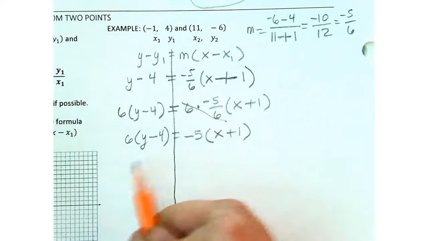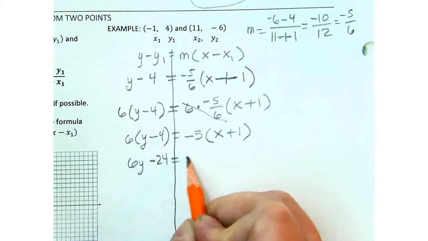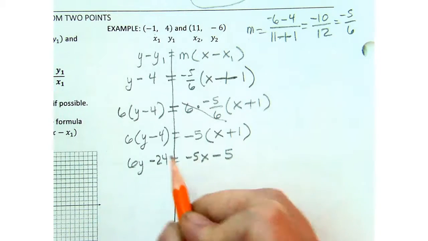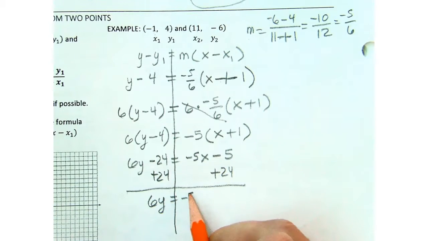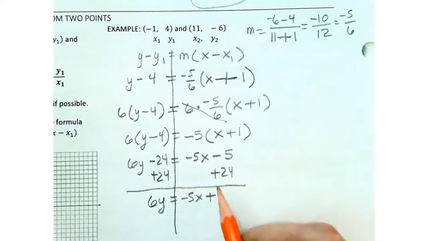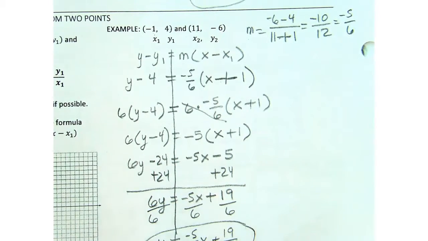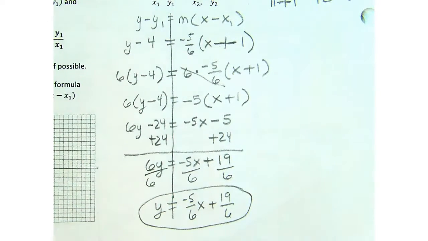Now distribute both sides of the equation. For 6y minus 24 equals negative 5x minus 5. Add 24 to both sides of the equation. This leaves 6y equals negative 5x plus 19. Finally, divide all terms by 6. The slope-intercept form of the equation is y equals negative 5/6 x plus 19 over 6.